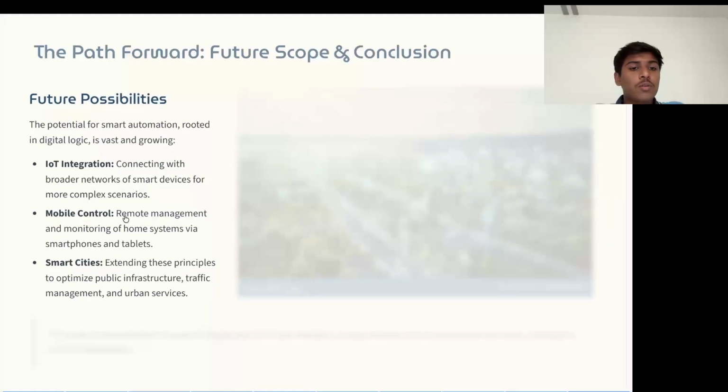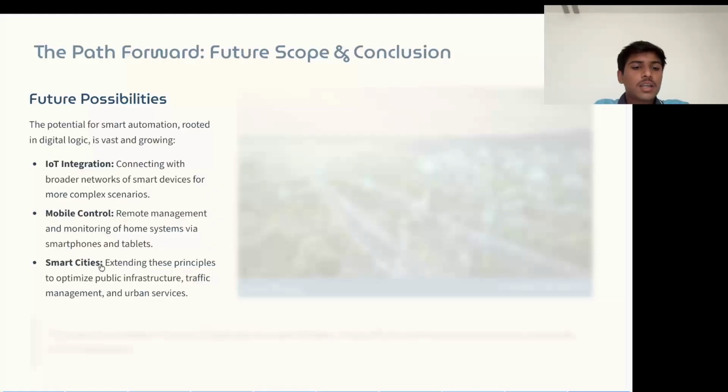Also, mobile control: remote management and monitoring of home systems via smartphones and tablets. Right now, in 2026, there are many home management and monitoring systems available in the market to control and remotely monitor via smartphone and tablet. We can operate the whole home system with one click on a mobile smartphone or tablet. This is mobile control and automation.